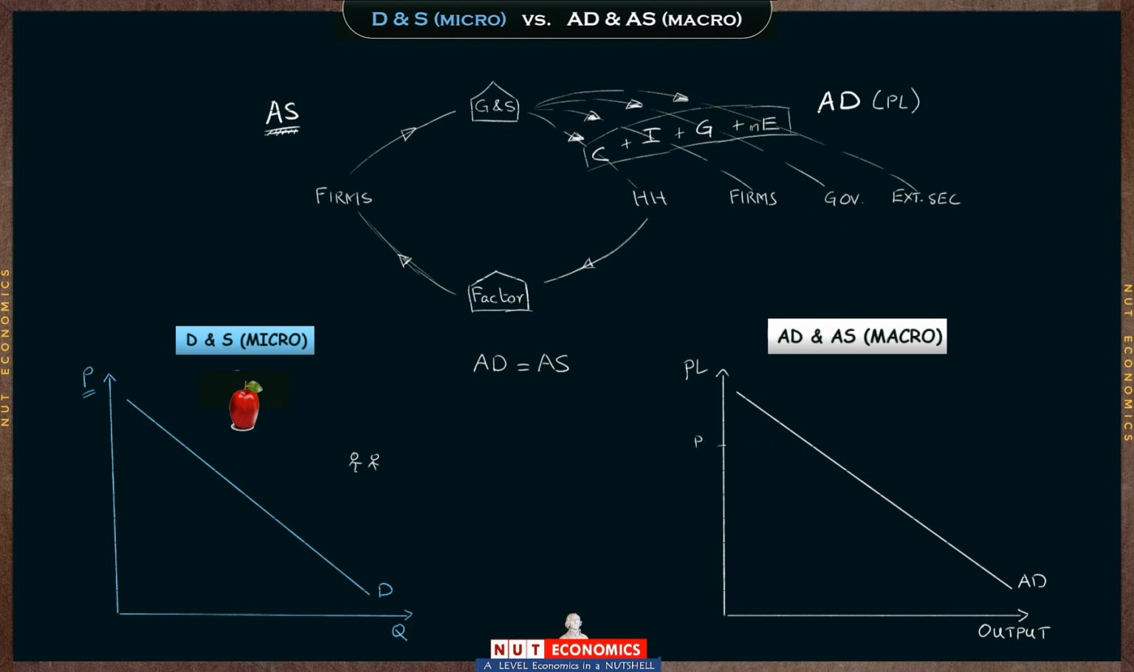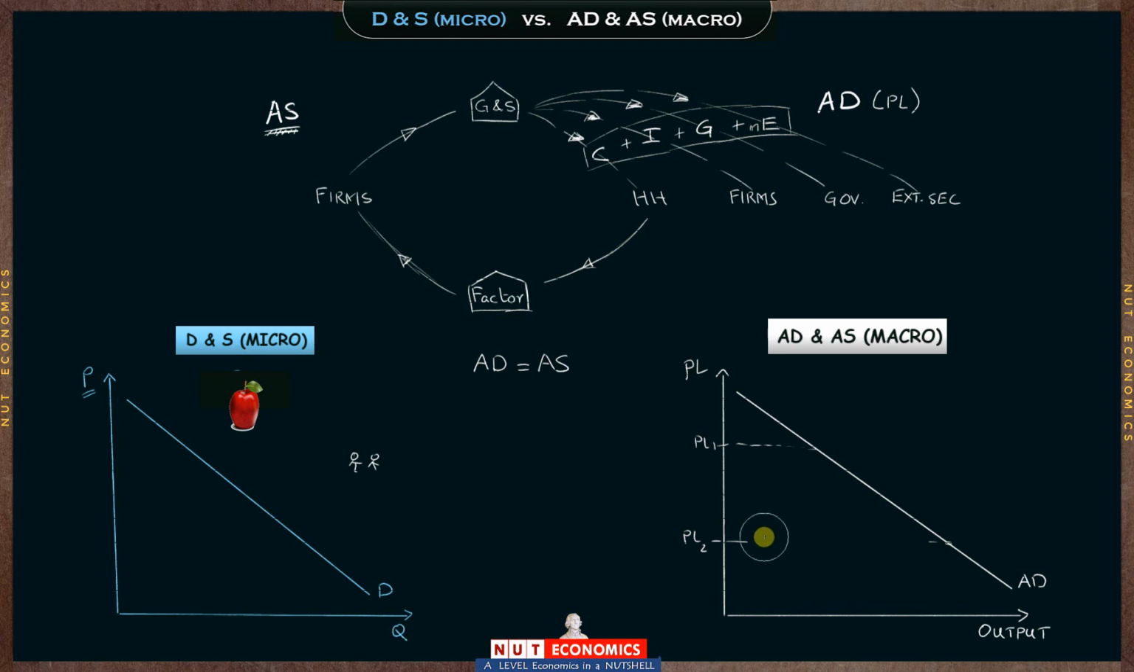So at PL1, price levels are high, the total aggregate demand in the country is low, whereas when price level falls to PL2, the total aggregate demand in the country increases. So similar concept, but make sure that these axes are different, and therefore this model is already telling us something very, very different as far as the demand side is concerned.